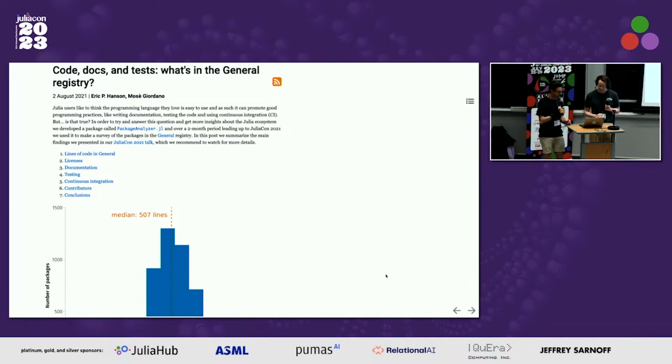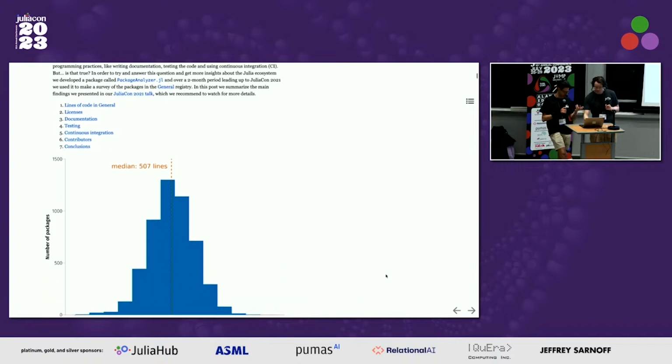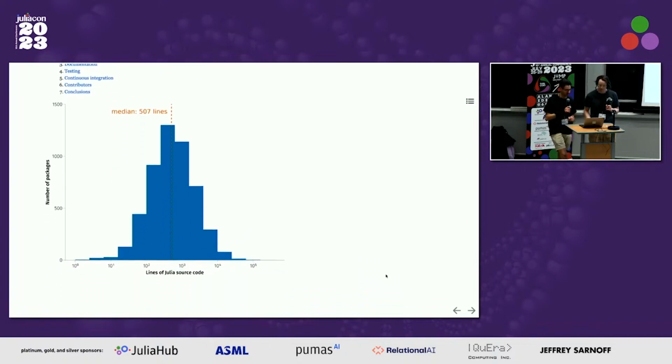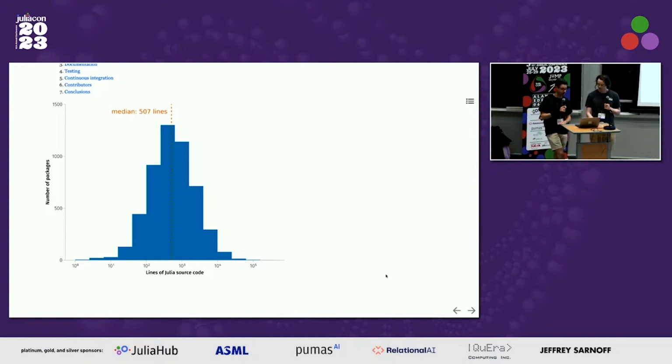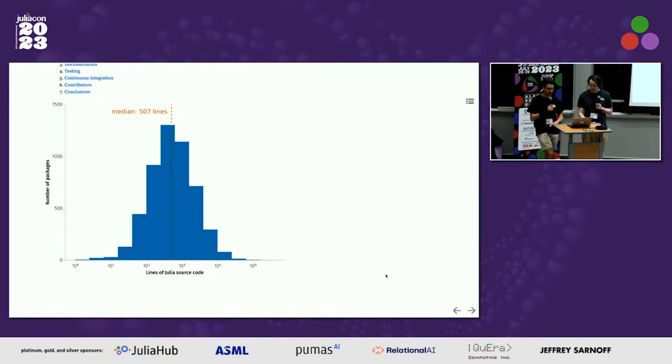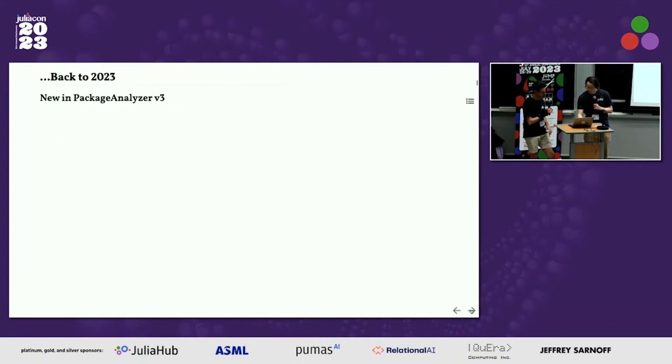So there is a blog post where we present statistics like number of lines of code in the general registry, documentation, testing, licenses used in the ecosystem, continuous integration, number of contributors. And as an example, there is this distribution of the lines of Julia code in the Julia packages. And I think that's it.